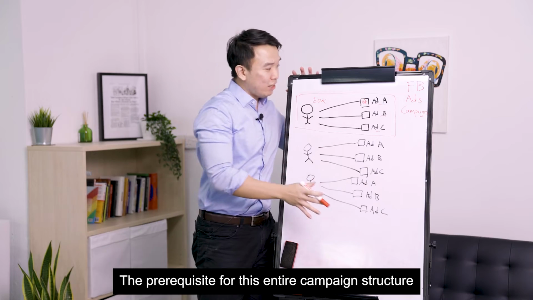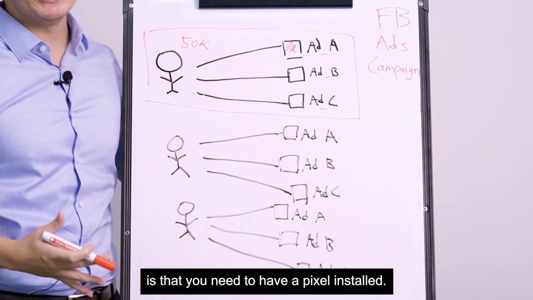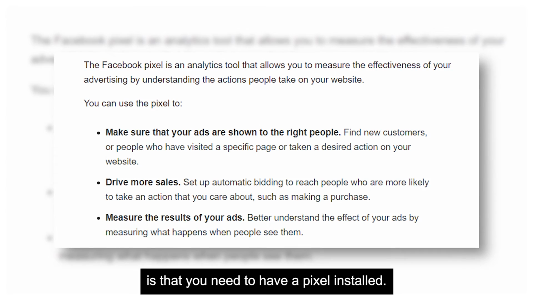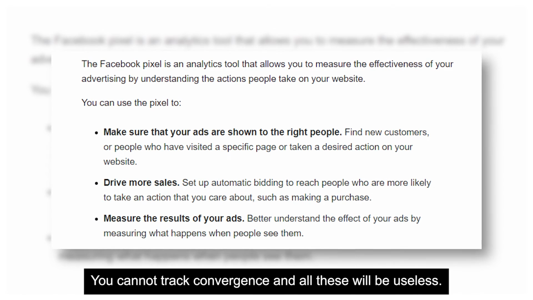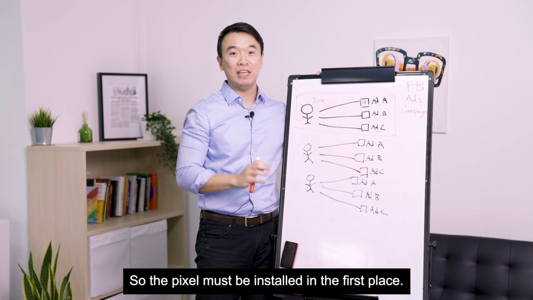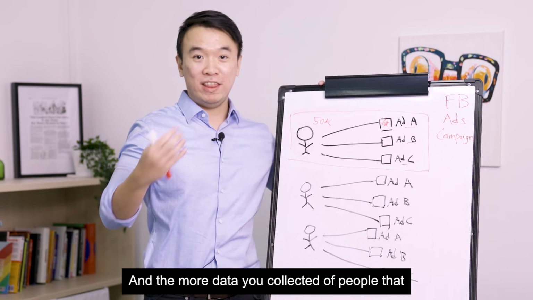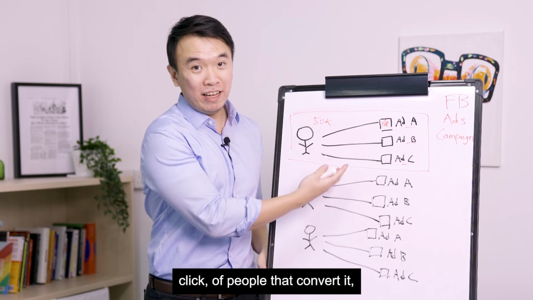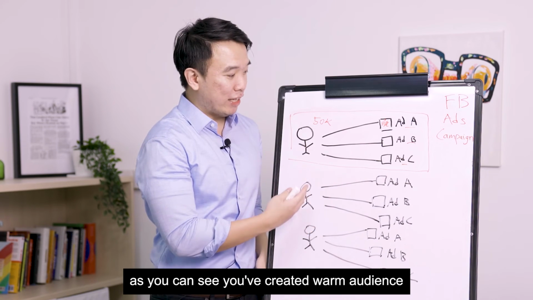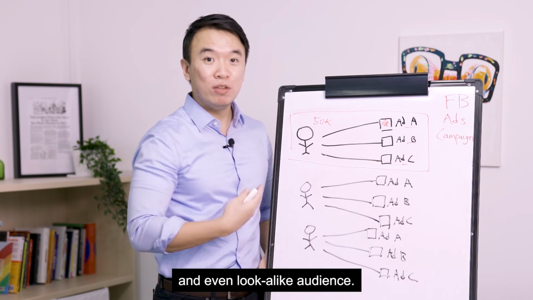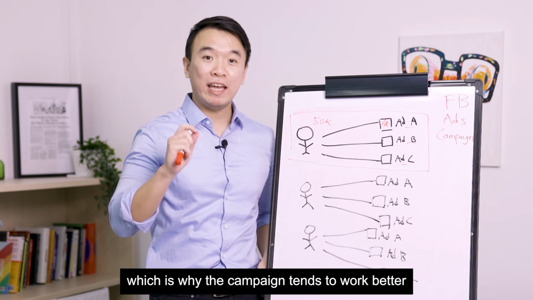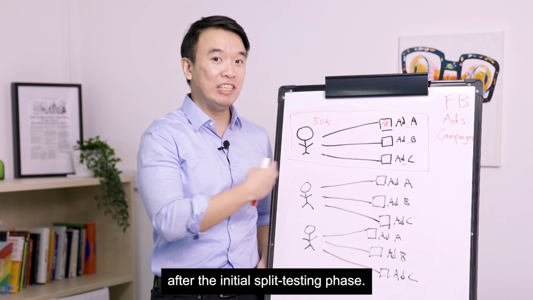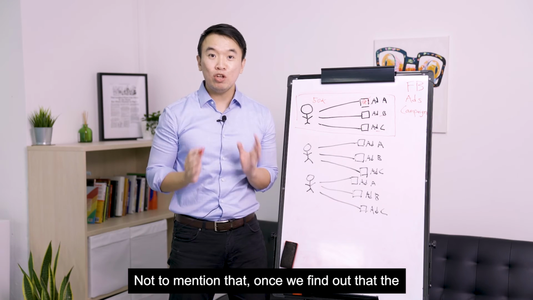The prerequisite for this entire campaign structure is that you need to have a pixel installed. Without the pixel, you cannot track clicks, you cannot track conversions, and all this will be useless. So the pixel must be installed in the first place. And the more data you collect of people that clicked, of people that converted, as you can see, you create warm audiences and even lookalike audiences. The targeting will be more and more accurate, which is why the campaign tends to work better after the initial split testing phase.